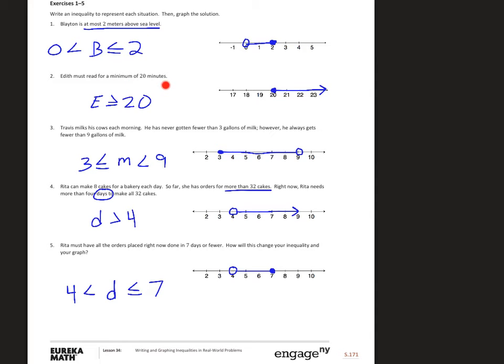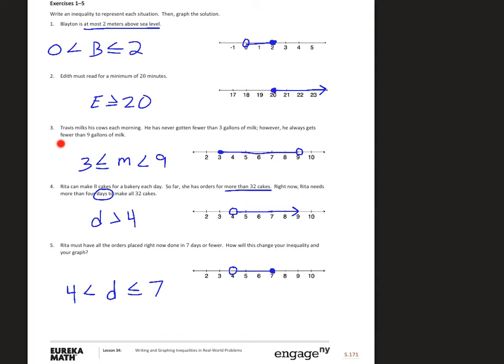Edith must read for a minimum of 20 minutes. So that means she could read 20 minutes, but must read more than that or equal to. Travis, and there's the graph, see 20 minutes or more. Travis milks the cow. He's never gotten fewer than 3, but he has probably gotten 3. It didn't say he didn't. So M, for milk, is greater than or equal to 3.